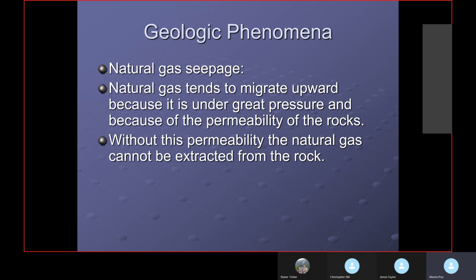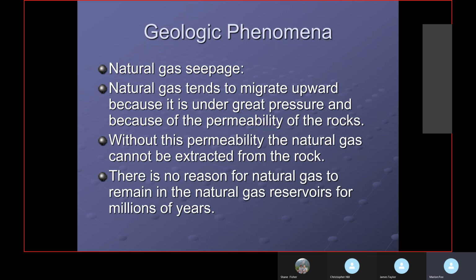Without this permeability, the natural gas cannot be extracted from the rocks. The rocks have to be allowed to permeate so you can get it out of the ground to be used in gas wells, natural gas wells.